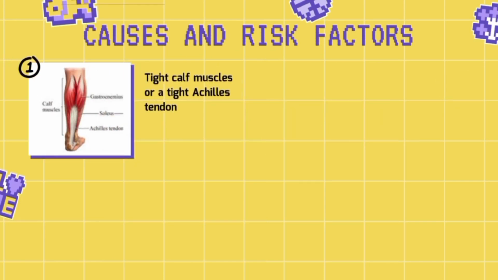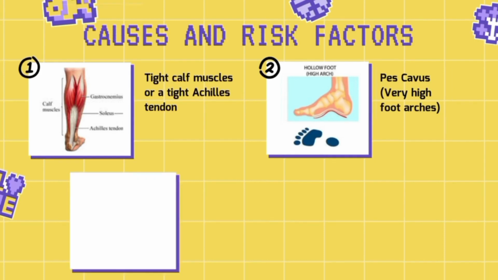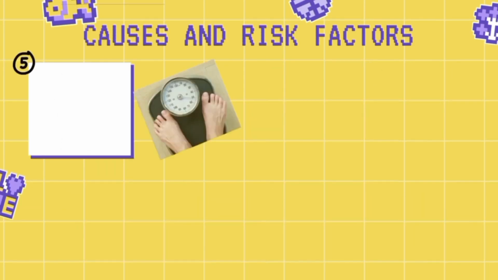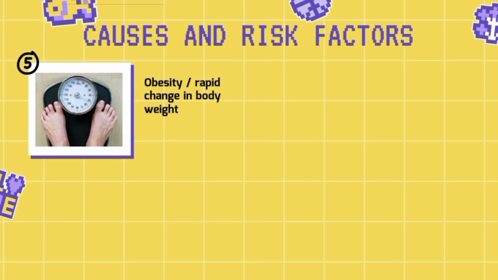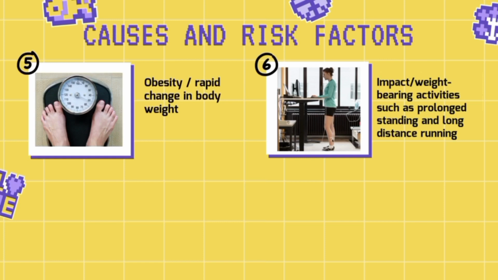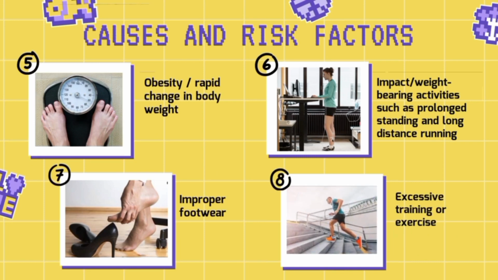Etiology. First, we have a tight calf muscle or a tight Achilles tendon. Second, pes cavus, which is very high foot arches. Third, leg length discrepancy. Fourth, pes planus, which is flat feet. Fifth, we have obesity or rapid change in body weight. Sixth, impact or weight-bearing activities such as long standing and long distance running. Seventh, improper footwear. And the last one is excessive training or exercise.